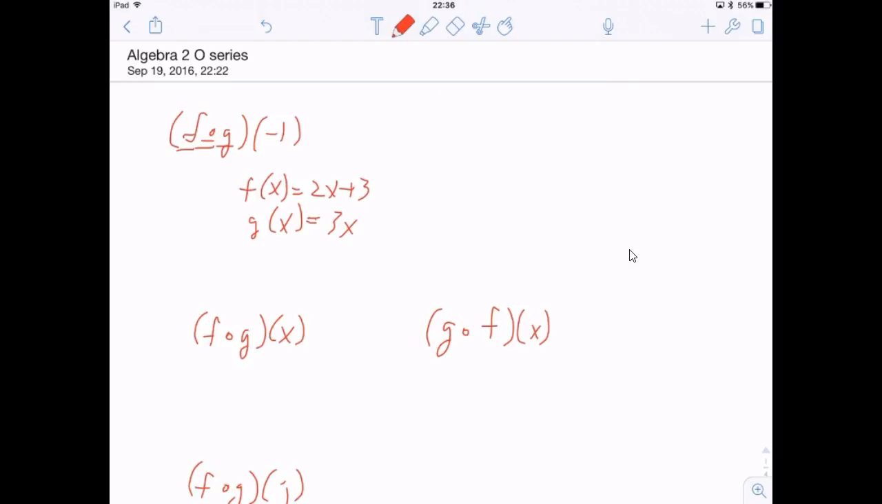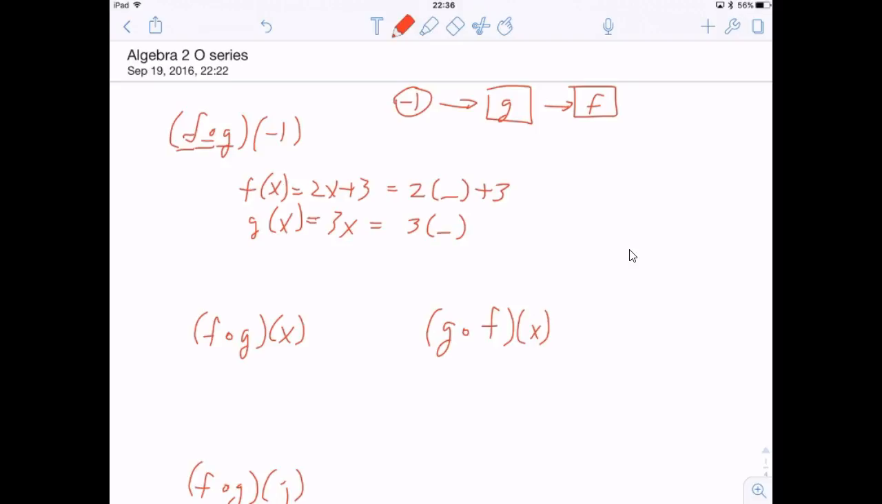Okay, so basically we're going to take an input, which is, in this case, -1, and we're going to feed it to the g function, and then we're going to feed it to the f function. What does the f function look like? It looks like this: 2 times the input plus 3. What does the g function look like? It looks like this: 3 times the input.